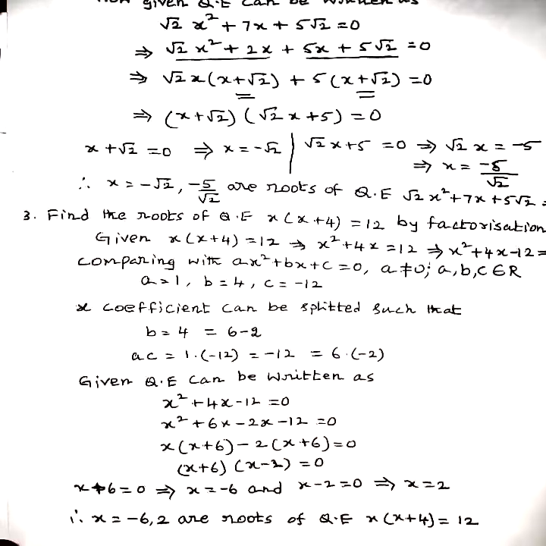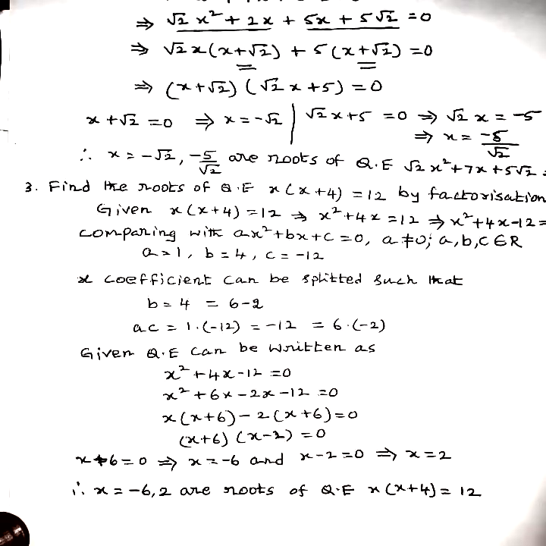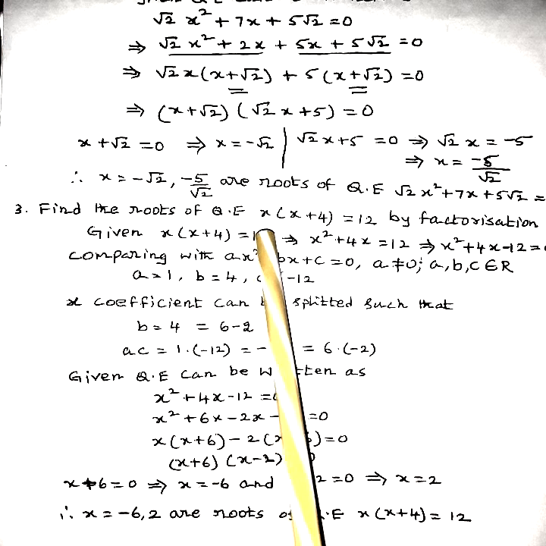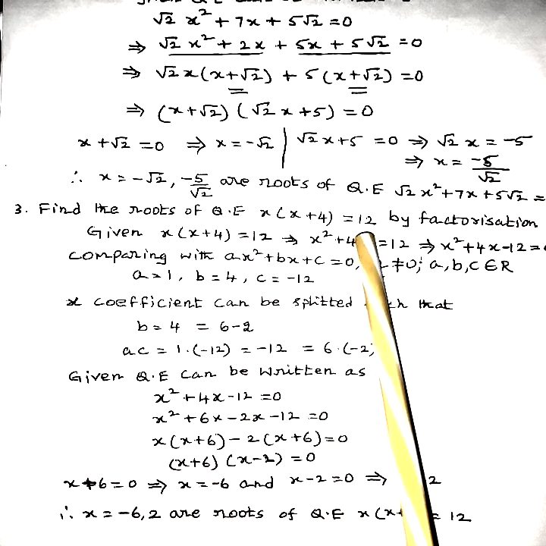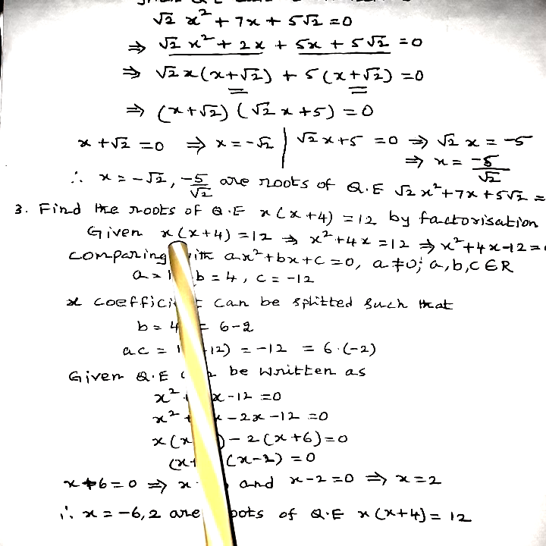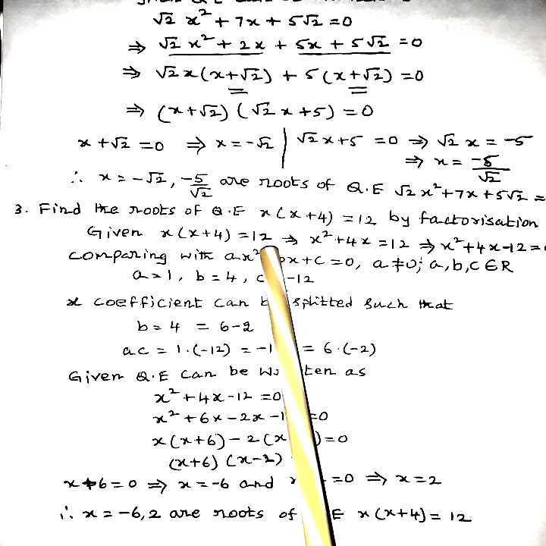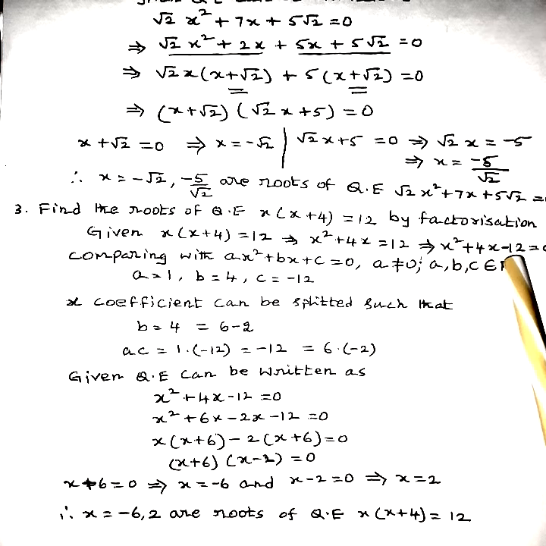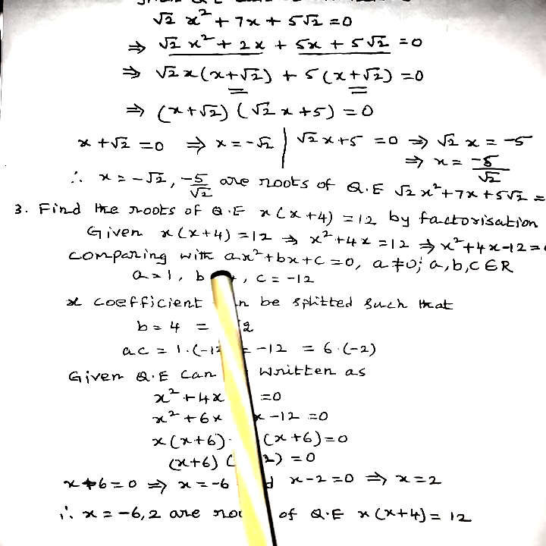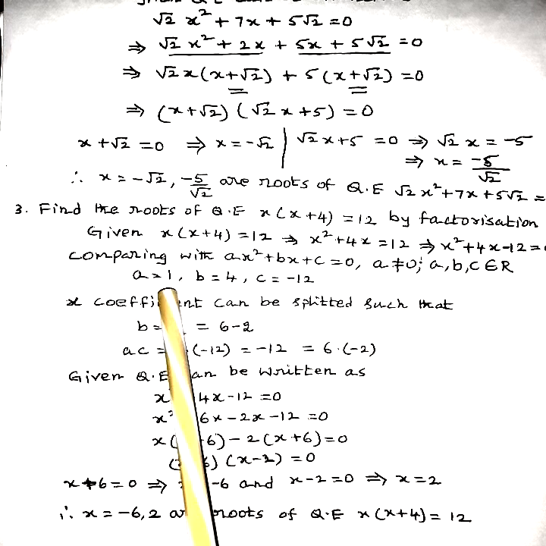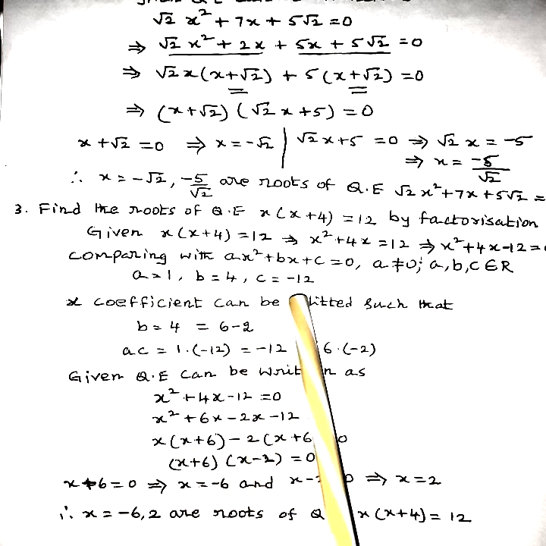Now we consider another problem. Find the roots of the quadratic equation x multiplied by x plus 4 equal to 12 by factorization. Given quadratic equation is x multiplied by x plus 4 equal to 12, and therefore it can be written as x square plus 4x minus 12 equal to 0. Comparing with ax square plus bx plus c equal to 0, we get a equal to 1, b equal to 4, c equal to minus 12.